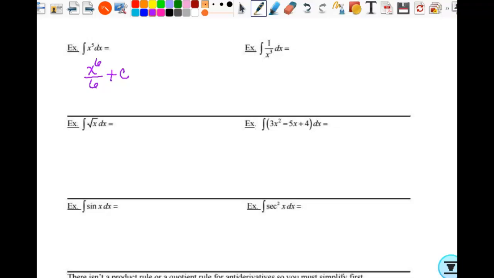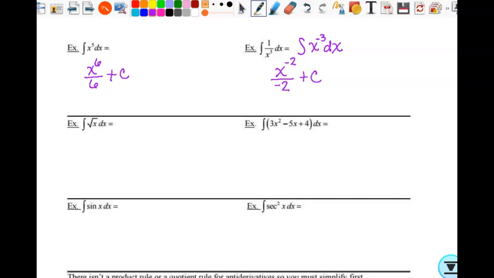All right? So then here, I have the integral of 1 over x cubed dx. So I would rewrite this as the integral of x to the negative 3 dx. Notice the dx stays on there until you actually take the integral. So our rule is we add 1 to the exponent. So what's our new exponent? Negative 2. And then we divide by our new exponent. And then we add c. Okay.